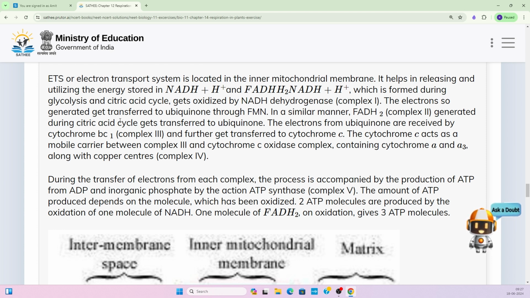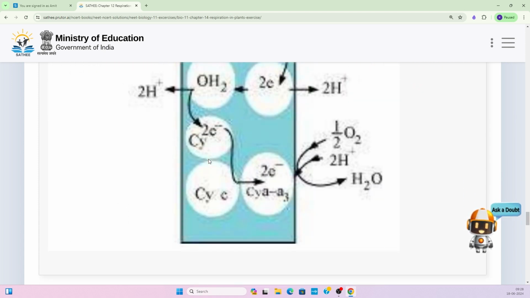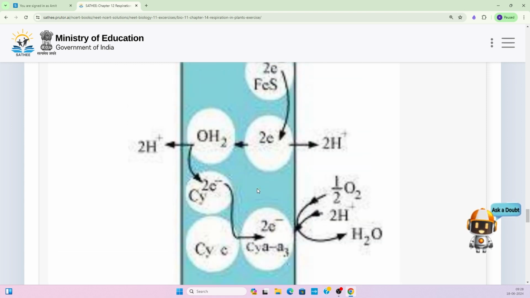It transfers its electrons to the ubiquinone, and the electrons from the ubiquinone are received by the cytochrome bc1 complex, complex 3, and further get transferred to cytochrome C. So cytochrome C acts as a mobile carrier between complex 3 and complex 4. Complex 4 is the cytochrome C oxidase complex, containing cytochrome a and a3 along with the copper centers. Here you can see complex 4 ended.